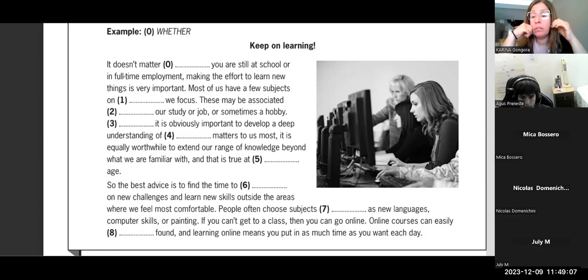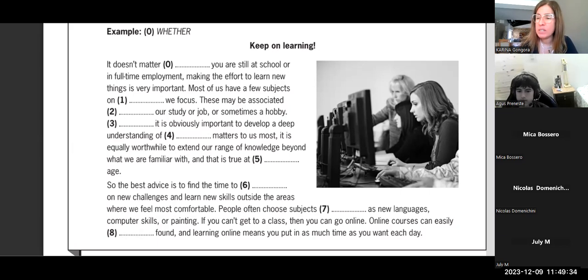People, come on. Are you all ready? Yes. Okay. Very good. Great. No, not everyone said yes. Okay. So it doesn't matter whether you are still at school or in full-time employment, making the effort to learn new things is very important. Most of us have a few subjects on which... Which. Very good.